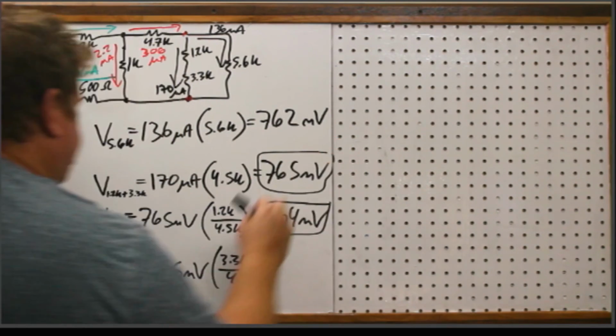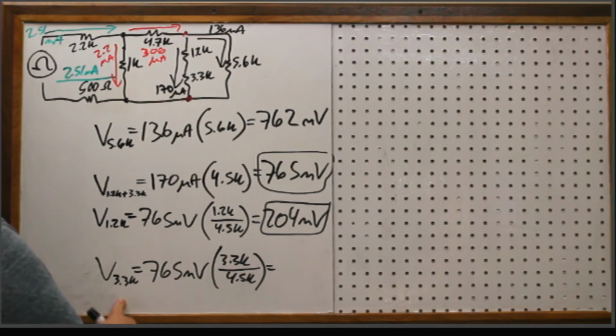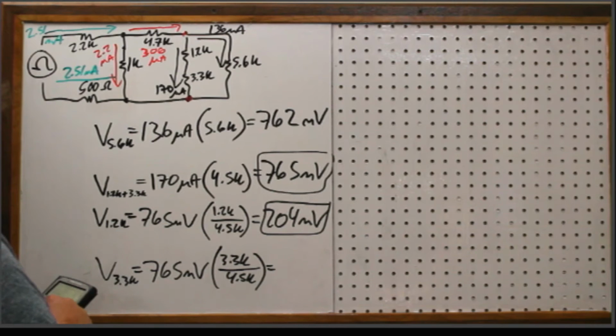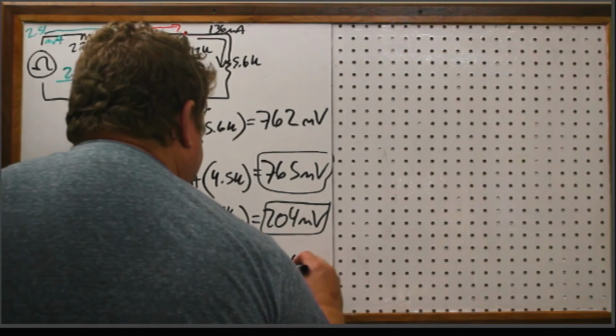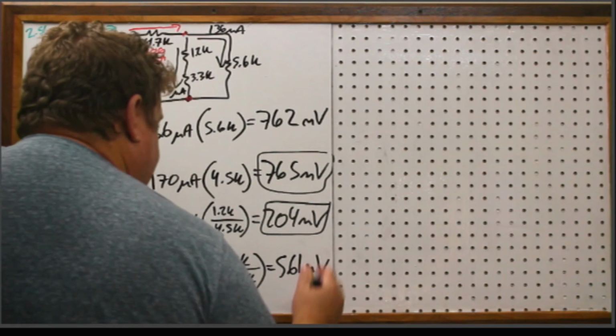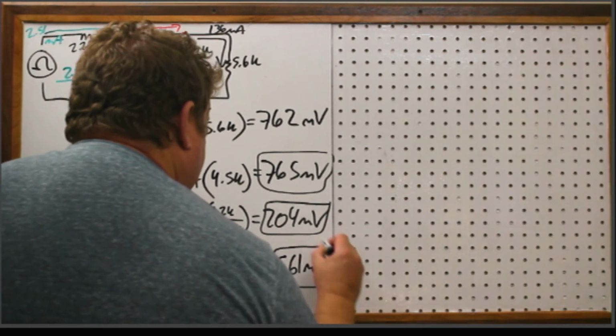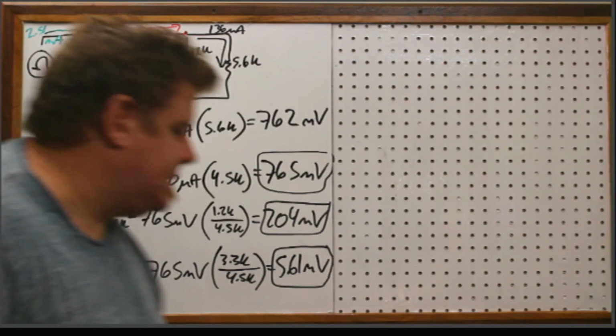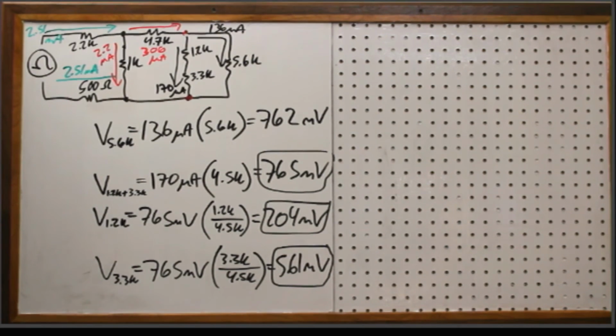And I expect this one to be bigger because it's a bigger value resistor. Since they're in series, the bigger value resistor gets more voltage. And so that one is 3.3, right? 561. Add those together, you get 765. Okay? All right. Let's see if Multisim concurs.